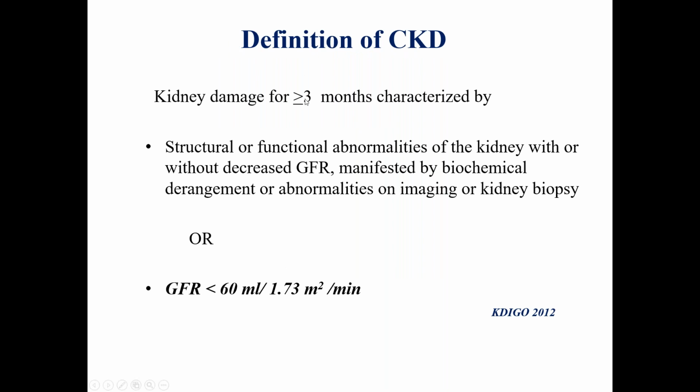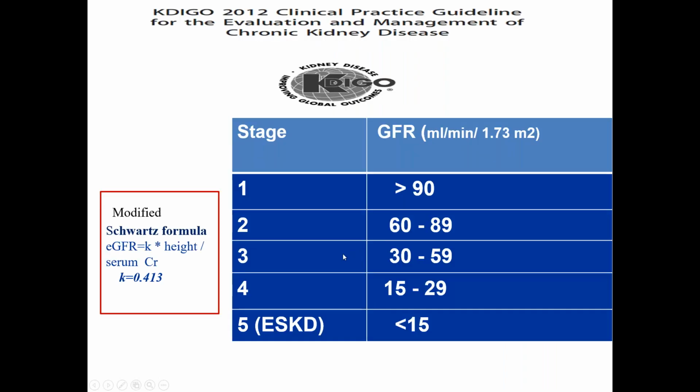So if you go to the definition of CKD, CKD is essentially defined as any kidney damage which lasts for more than 3 months, which is characterized by either structural or functional abnormalities of the kidney with or without reduced GFR, which is manifested by either a biochemical derangement or abnormalities on imaging or kidney biopsy. Or if everything is normal, yet your GFR is less than 60 ml, which lasts for more than 3 months, then even that qualifies for chronic kidney disease.